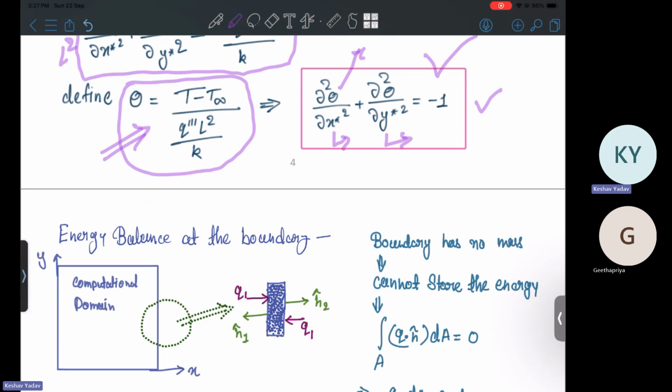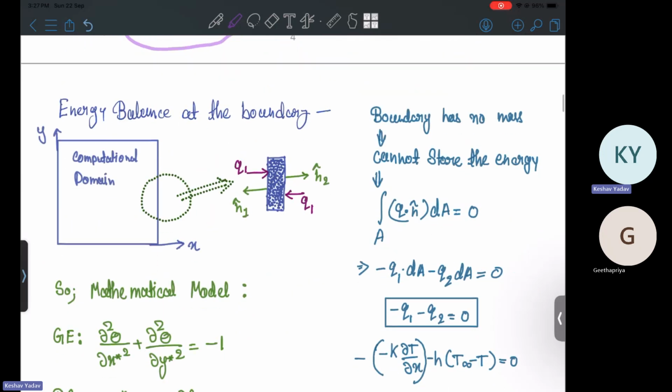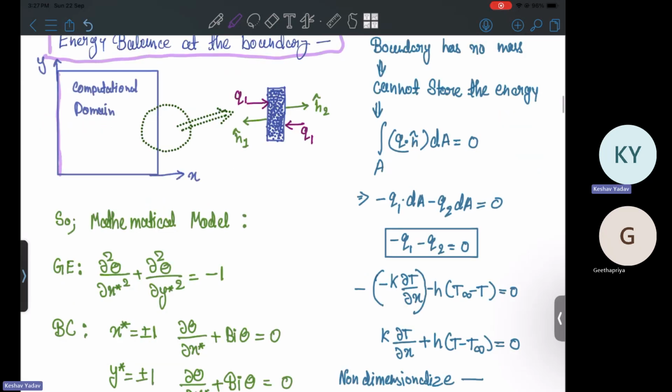Now we will see the boundary condition. For the boundary condition, we need to do the energy balance at the boundaries. Suppose this is my computational domain, and this is my boundary. Physically, the boundary has zero thickness. I am just enlarging the boundary and showing some thickness here. Actually, the boundary does not have any thickness.